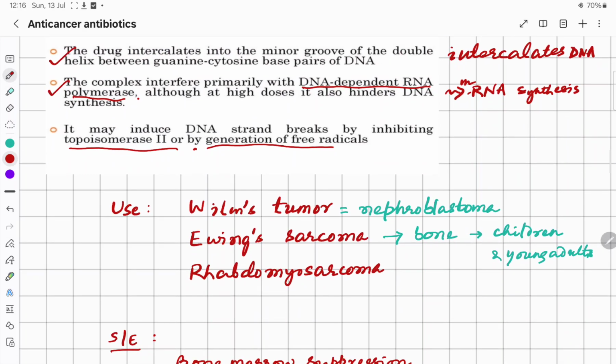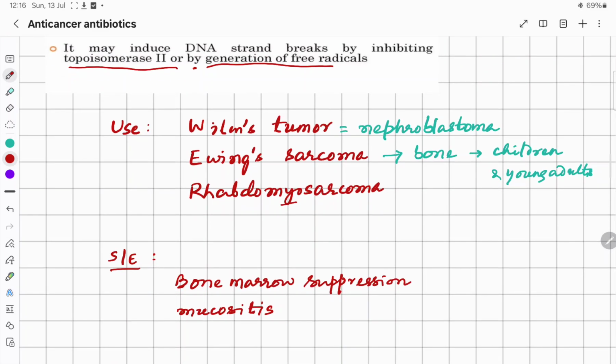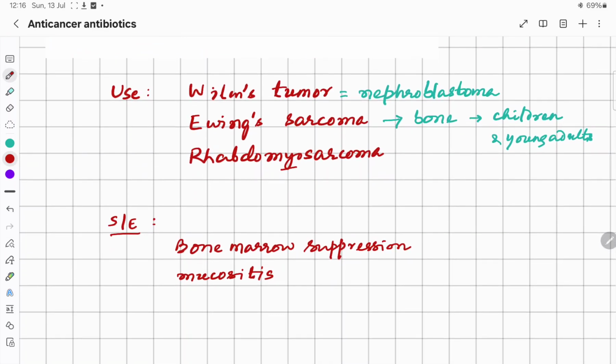Actinomycin D can be used in Wilms tumor or nephroblastoma, kidney cancer, Ewing's sarcoma, which is related to your bone in children and young adults, then rhabdomyosarcoma related to muscles. And they show toxicity like bone marrow suppression, mucositis.